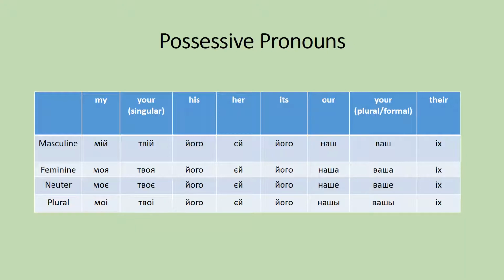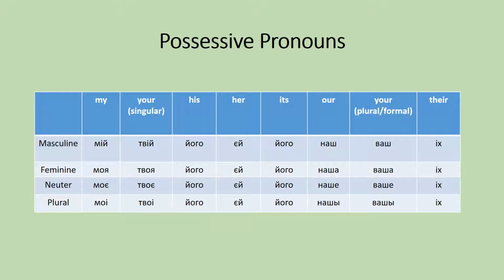Next, let's go on to the feminine. My is moja. Your singular is twoja. His is jeho. Her is jej. It is jeho. Our is nasza. Your plural or your formal is wasza. Their is ich.